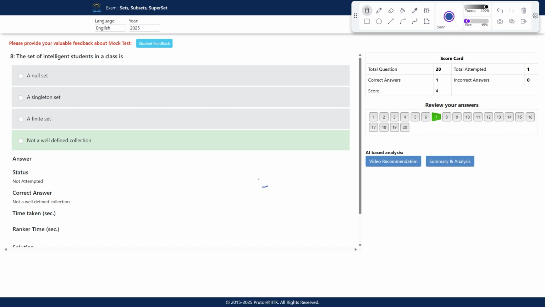It can be, but first of all, it has to be well defined. It totally depends on how we are defining our set. So here in this context, it is not well defined. It is not forming a set. Clear?